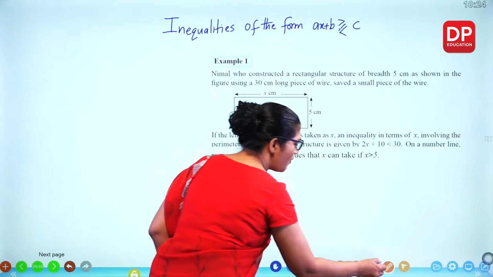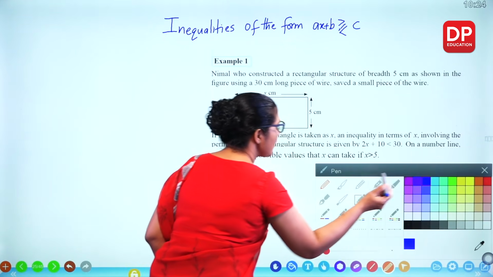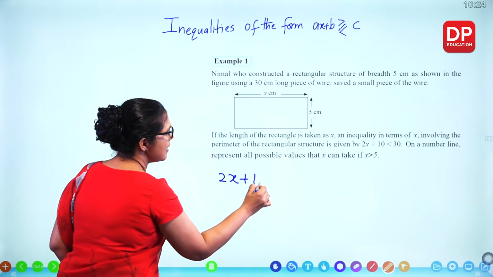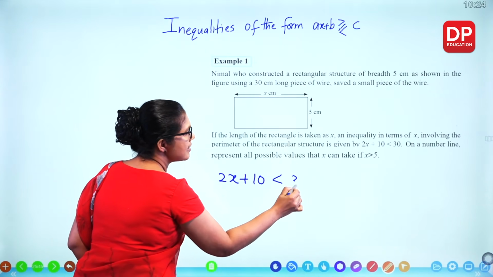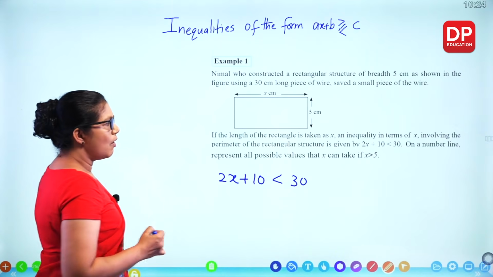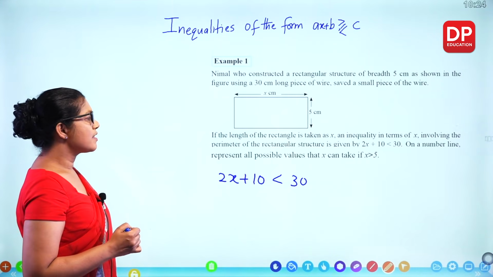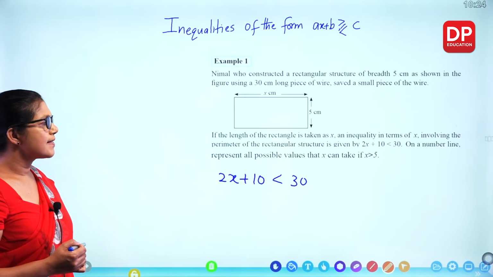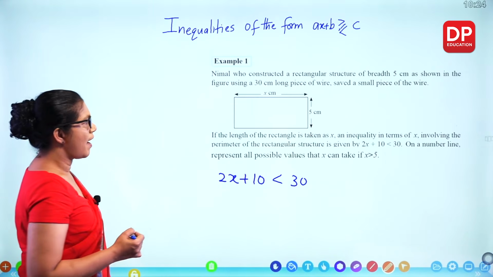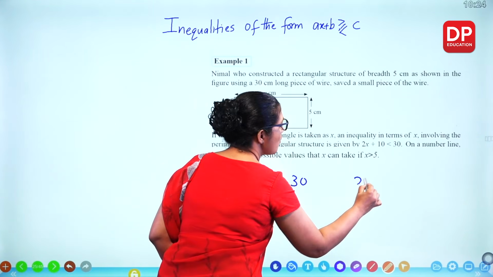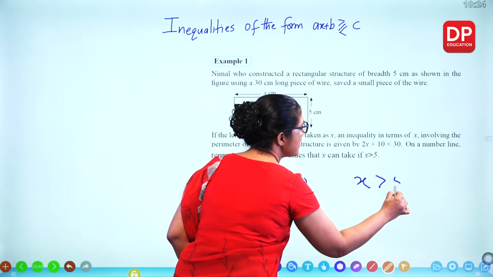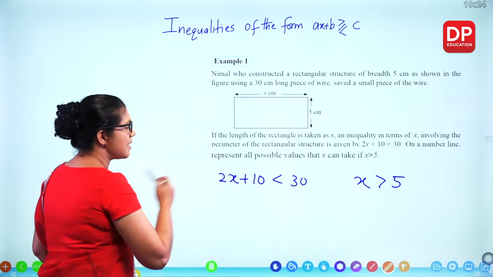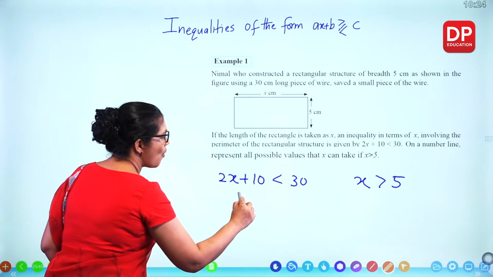So they have already given the inequality, 2x plus 10 less than 30. On a number line, represent all possible values that x can take if x is greater than 5. So there's another inequality given, x is greater than 5. First, we'll try to solve this inequality. So how can we solve?